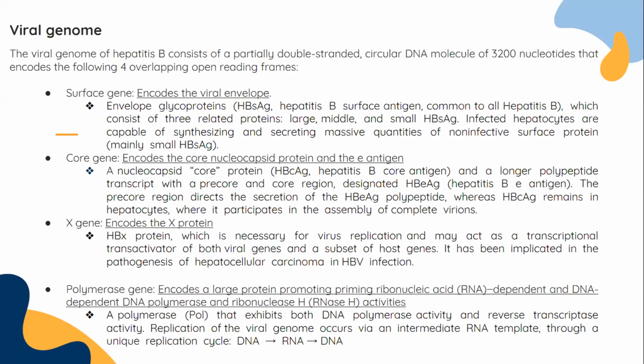And your polymerase gene encodes a large protein promoting priming, RNA-dependent and DNA-dependent DNA polymerase and RNase H activities. So the replication of viral genomes occurs via an intermediate RNA template through a unique replication cycle, DNA to RNA to DNA. So next slide, please.